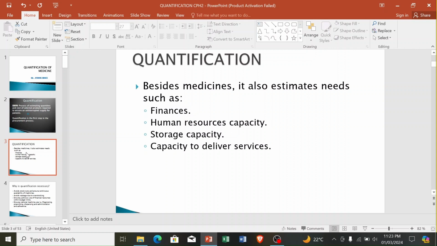For example, in our country, we have levels from health center 2 up to health center 4, and then we have the district health centers, and then regional hospitals, and then national hospitals. So whatever the national referral hospital can order, or quantify, is not the same as what health center 2 can quantify.